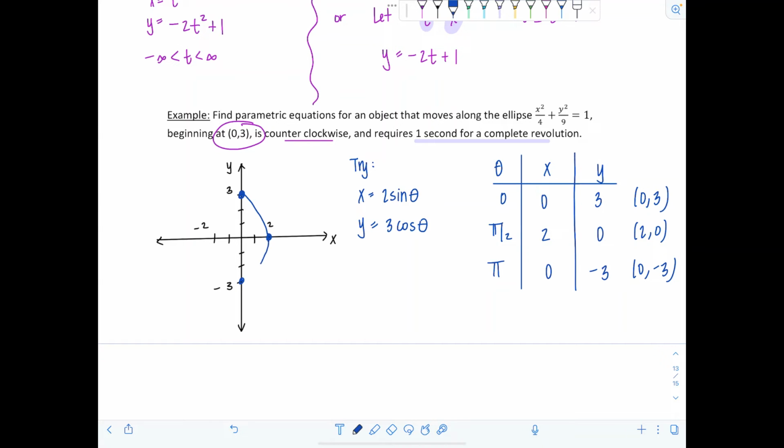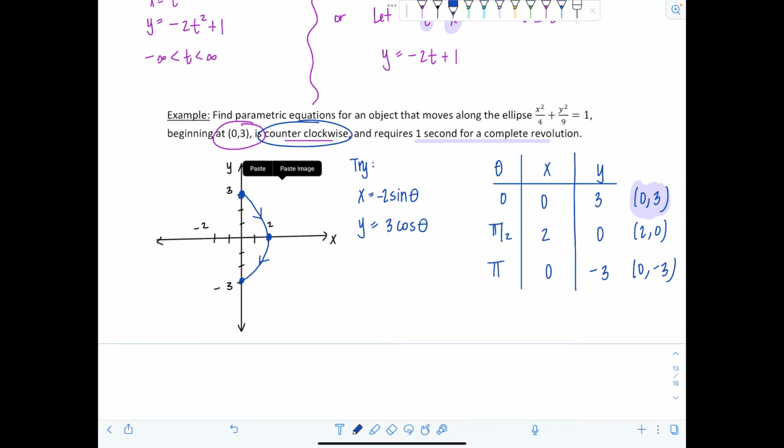So the curve is going this way. Is that what we want? Is that counterclockwise? No, it's not, okay? So what to do? Well, usually you don't want to switch back the sine and the cosine. We are happy that this is 0, 3. So we're just going to need to add a negative somewhere to reverse the direction of motion. And let me put it in front of sine theta and see if that works.